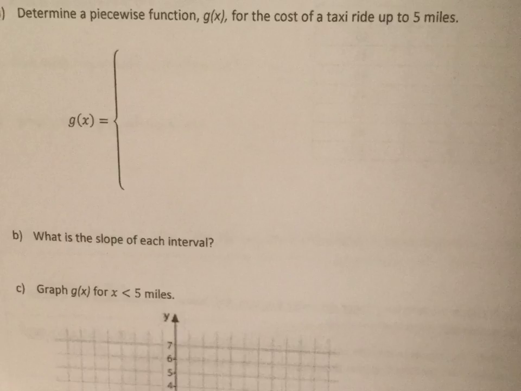So for your first one, you know it's going to be $1.20 when you go up to 1 mile. So for our domain on this first one, we're going to say between 0 and 1 mile. Now, we know that if we're riding in a taxi, we're going to go more than 0 miles. So this would be strictly greater than 0. 0 is not included. But we are going to include 1 because we are going up to 1 mile.